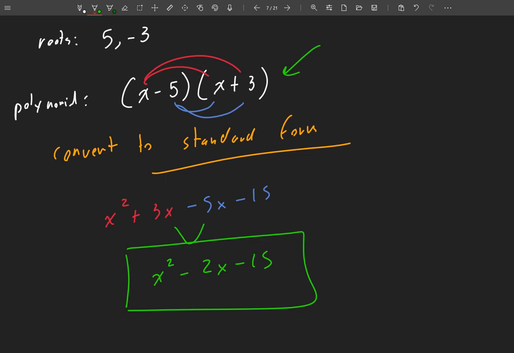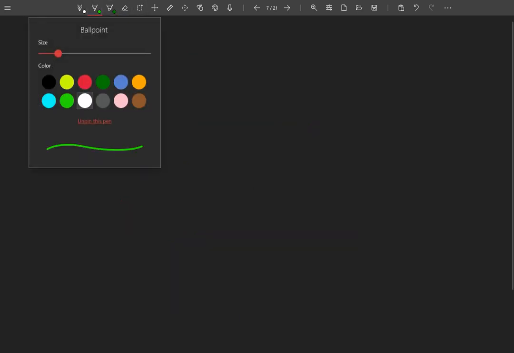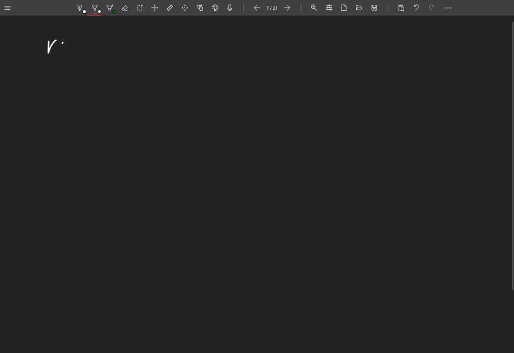All right, let's do another one like that, very simple one. All right, so we have roots. I'm going to start abbreviating things. Roots of 2 and negative 7. You try this one real quick. Write a polynomial in factored form and then standard form with these roots.